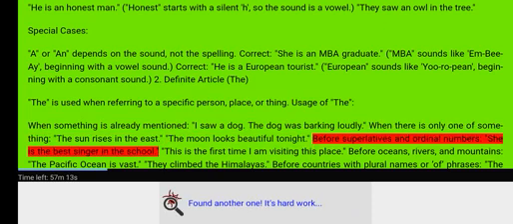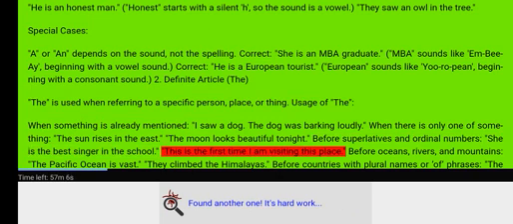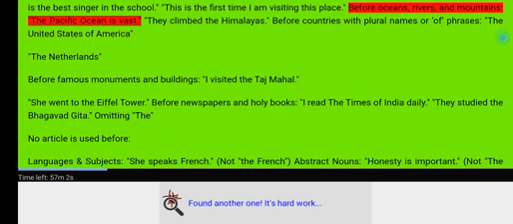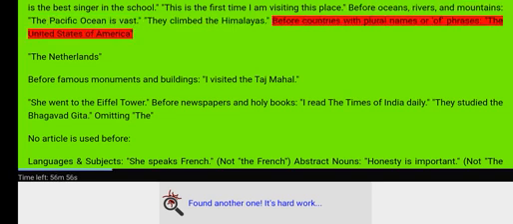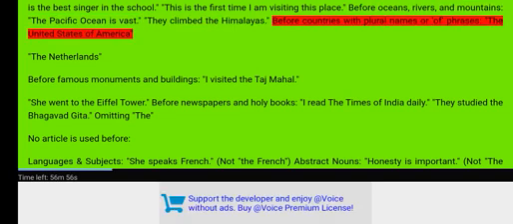Before superlatives and ordinal numbers: She is the best singer in the school. This is the first time I am visiting this place. Before oceans, rivers, and mountains: The Pacific Ocean is vast. They climbed the Himalayas. Before countries with plural names or of phrases: the United States of America, the Netherlands.